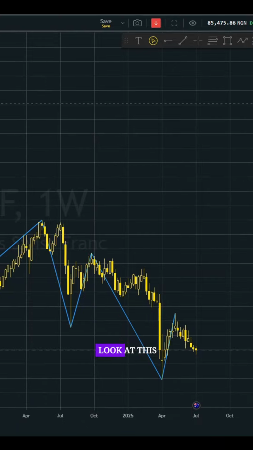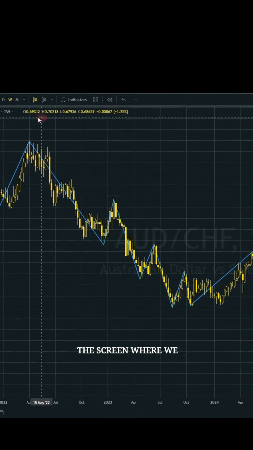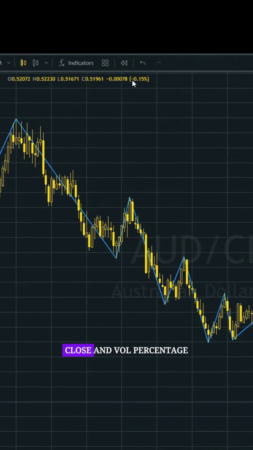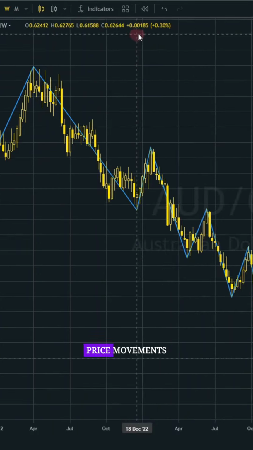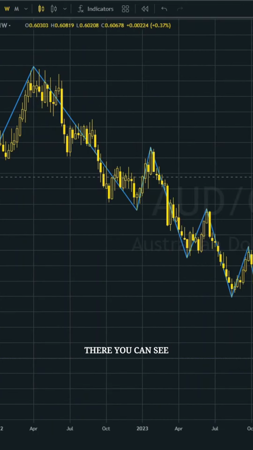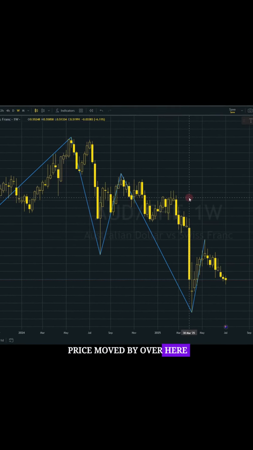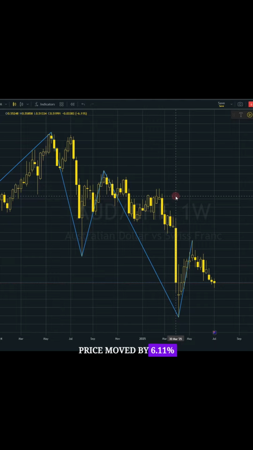Let's take a good look at this. I want you to take your eyes to the top left corner of the screen, where we have the open, high, low, close, and percentage deviation, and also price movement. I actually like to see that whole information there. You can see price moved by 6.11% in a week. Take note, these are weekly candles, in 1 week. Now that is a huge move in 1 week.